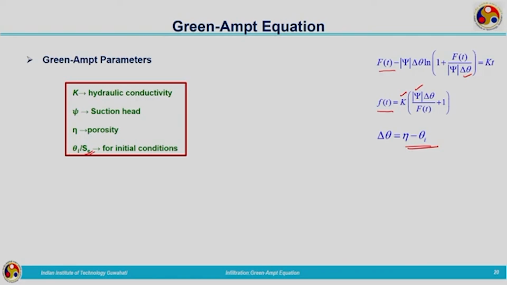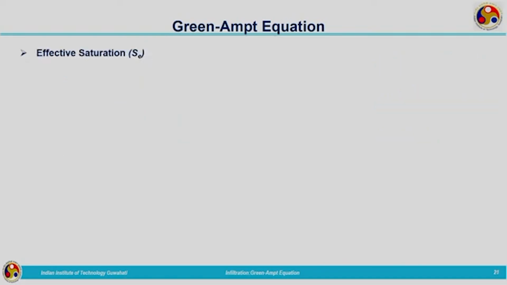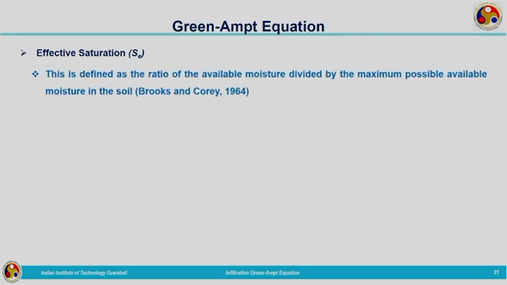Now we need to understand what is SC. SC is the effective saturation, which we assume to be constant for a given instant of time. How is it defined? It is defined as the ratio of the available moisture divided by the maximum possible available moisture in the soil. This definition is given by Brooks and Corey in the year 1964. Even though the Green-Ampt equation was derived in the year 1911, the use of the effective saturation concept has come from Brooks and Corey's theory.